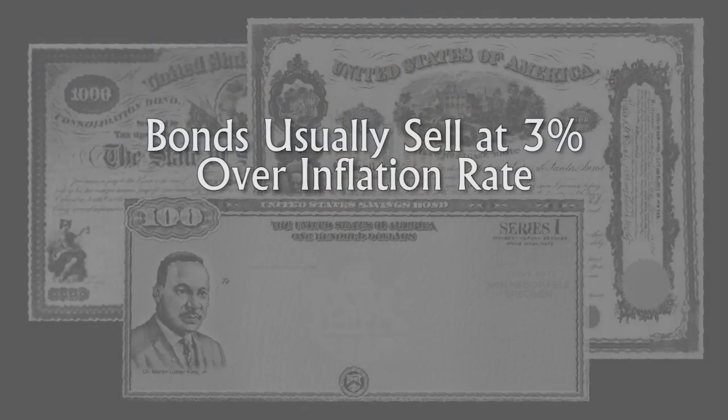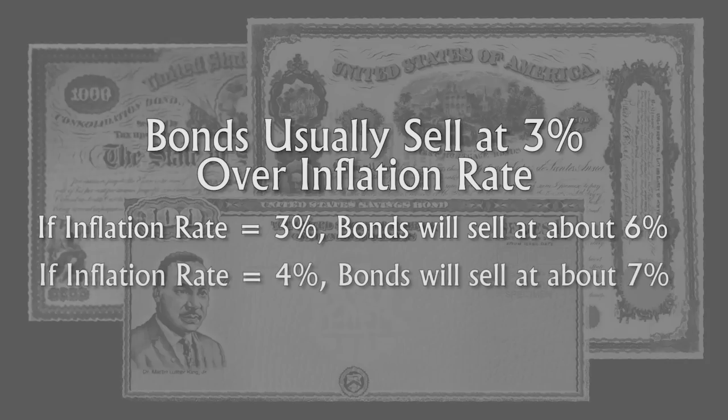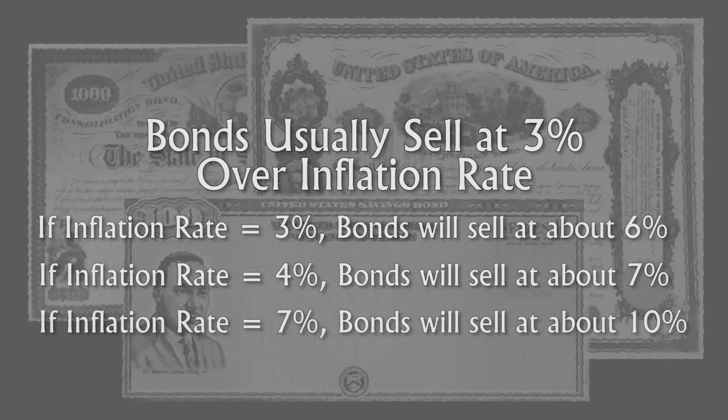Now, let me give you some idea of where bond rates are going to go. Usually, bonds sell at 3% over the inflation rate. So if you've got an inflation rate of 3%, then your bonds are going to sell at about 6%. If you have an inflation rate of 4%, you're going to have bonds at 7 to 9%. And if you have an inflation rate of 7 to 10%, you're going to have bonds at 10 to 13%. Now, I can't predict what it's going to be, but I can tell you the inflation and the interest rates are going to be much higher in the next 10 years.